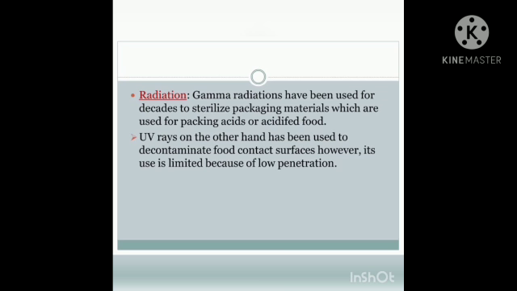Radiations. Gamma radiations have been used for decades to sterilize packaging materials which are used for packaging acids or acidified foods. UV rays, on the other hand, have been used to decontaminate food contact surfaces. However, their use is limited because of their low penetration power.